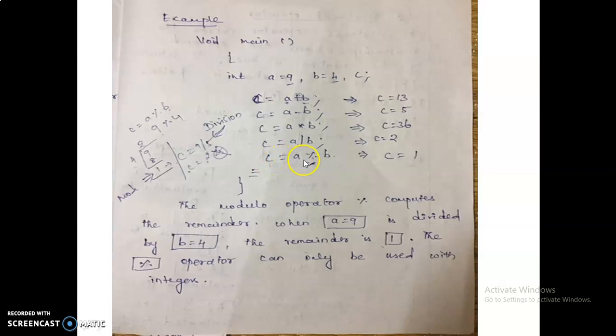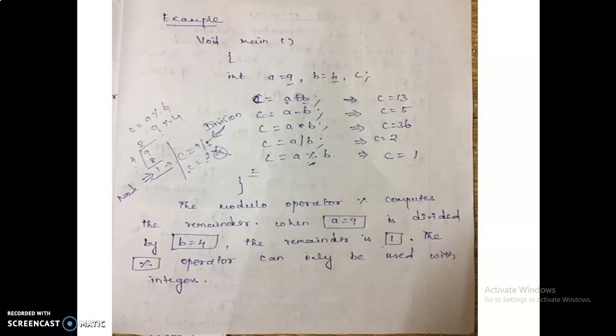And then C = A mod B. Here the value of C is 1. How do we get 1? The value of A is 9 and the value of B is 4. 4 times 2 is 8, so we divide 9 by 4 and get the remainder 1. The mod operation is always used to get the remainder of the division, not the quotient. So it stores the value as the remainder. The modulo operator computes the remainder when A equal to 9 is divided by B equal to 4. The remainder is 1.